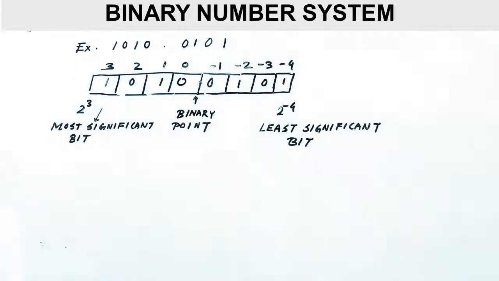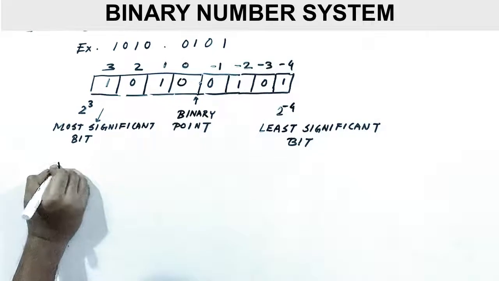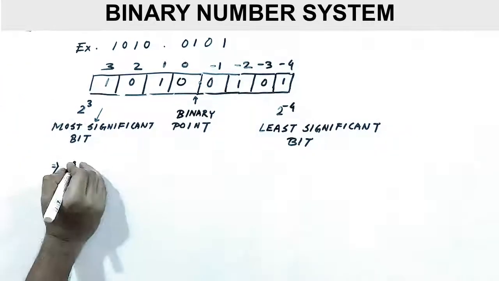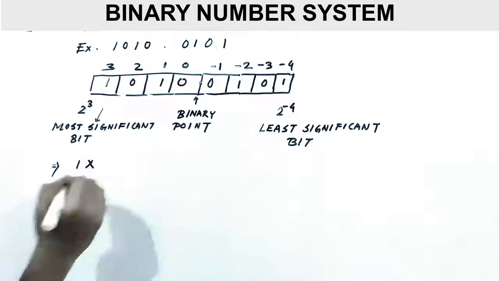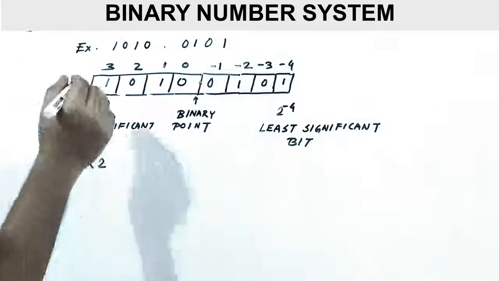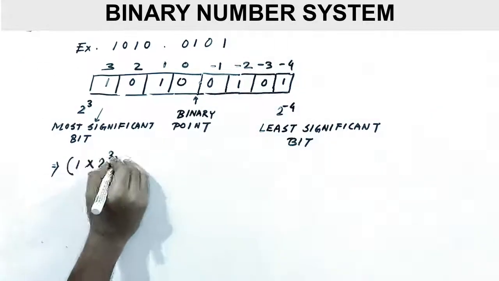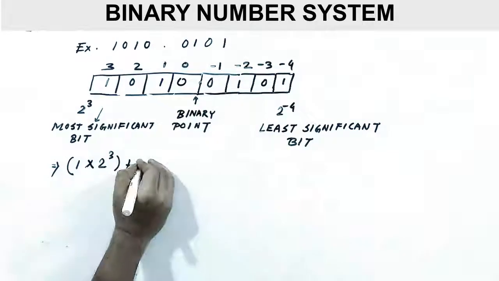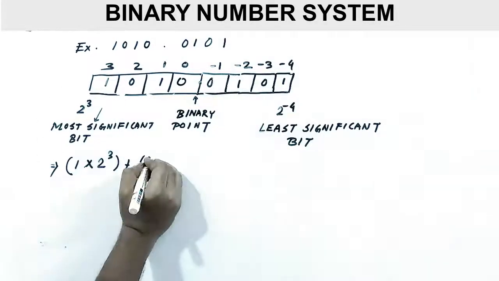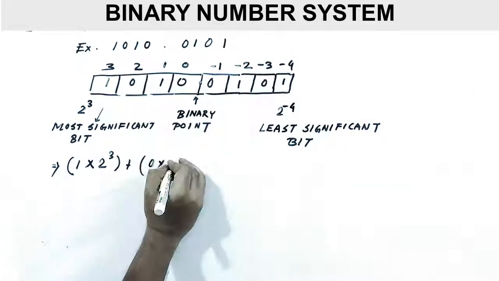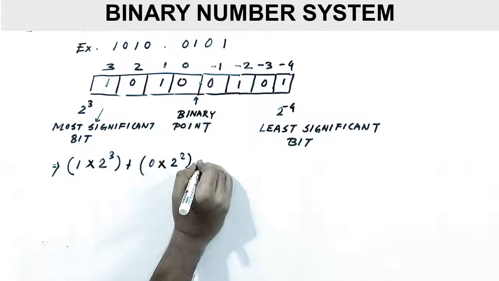Let's try to find out the decimal equivalent of this. We're all aware that the decimal equivalent will be the sum of the weightages. And you all know how to calculate the weightage. If you don't know, just look at my previous video. So for this one, the digit is 1, the base is 2, and the position is 3. So 1 into 2 to the power of 3, this is its weightage. Here also, what will be the weightage? It will be 0 into base 2, position 2.